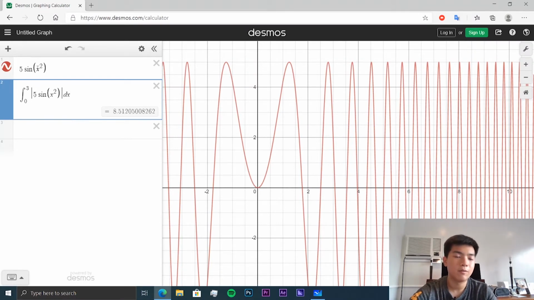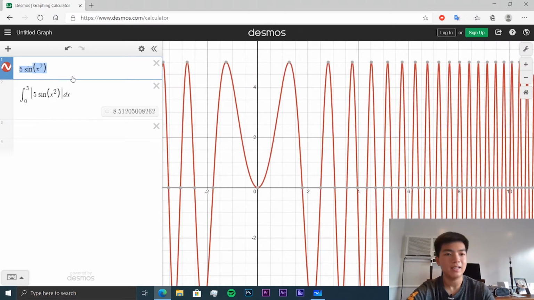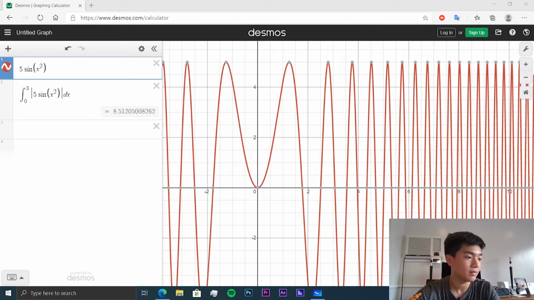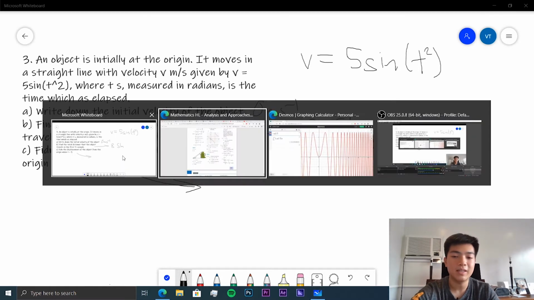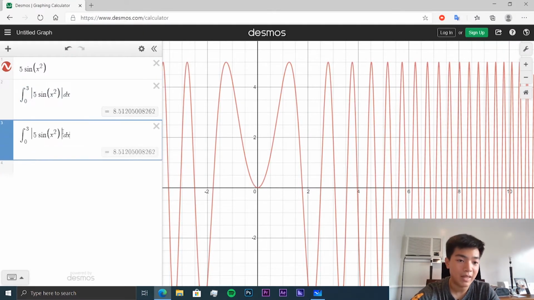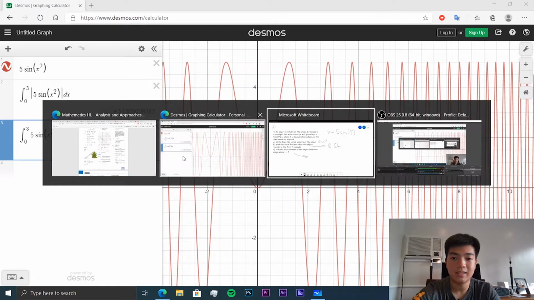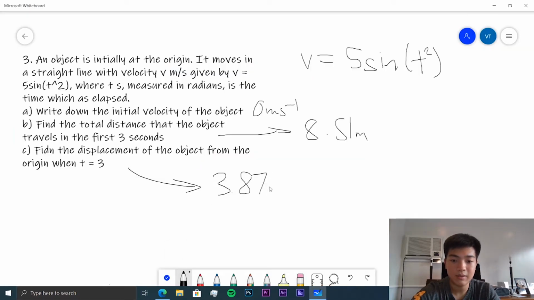Finally, find the displacement of the object when the time is equal to 3. Well, we can do it on the graph, or we can solve it. It's going to be 5 sine 9 radians, which is equal to 2.06 from my calculator. Hold on, displacement of the object when time is 3. Oh, sorry, that was the velocity. To find the displacement, we actually have to integrate it, but without the absolute value function. So we end up with 3.87 as the answer. So we have 3.87 meters as the displacement and 8.51 as the distance traveled.